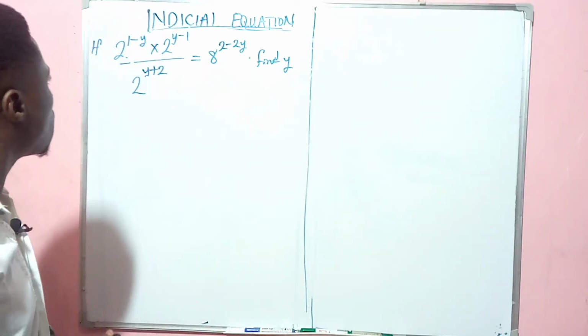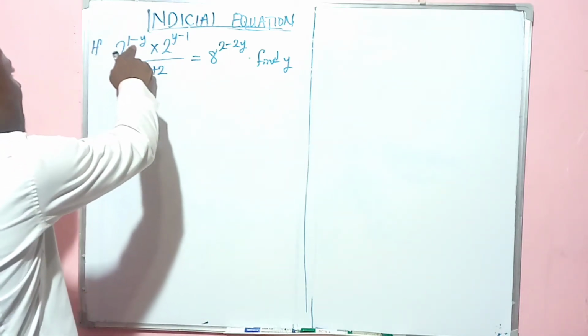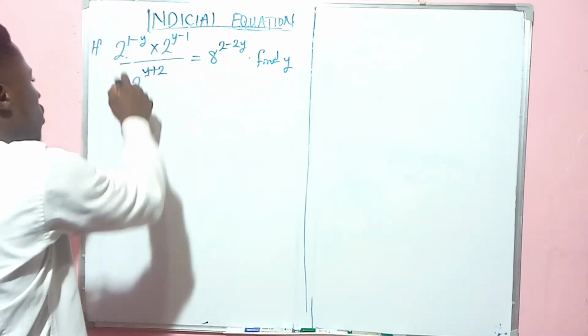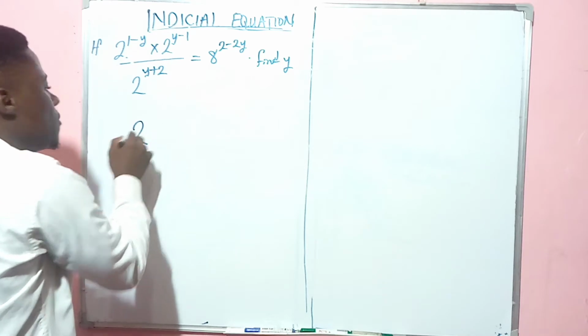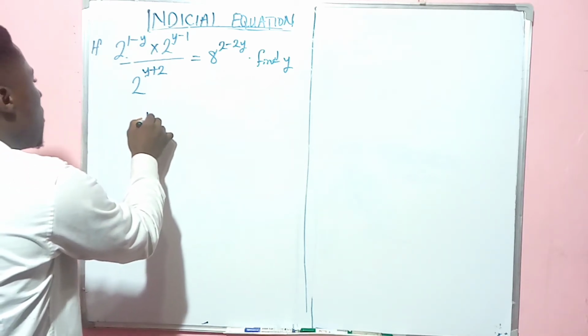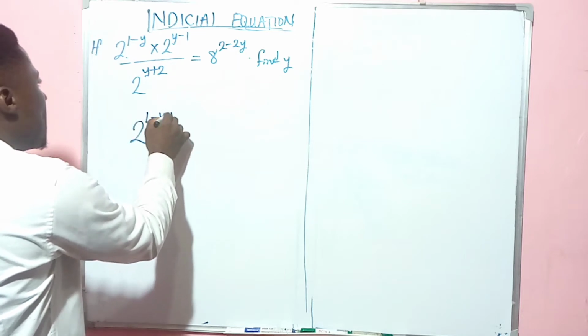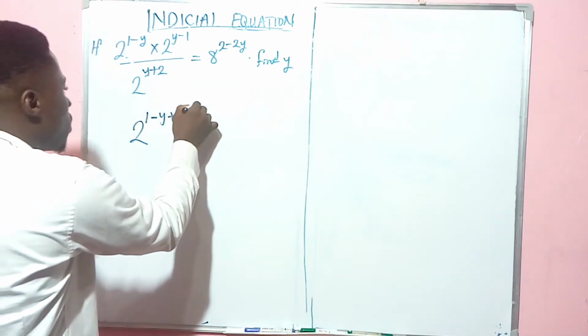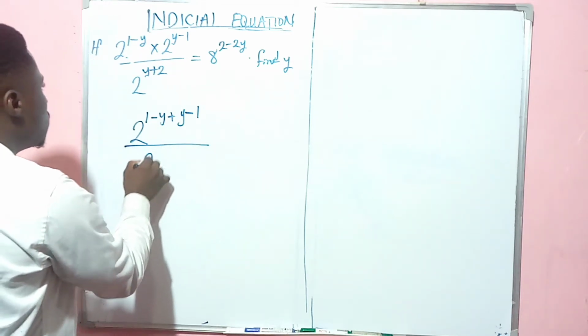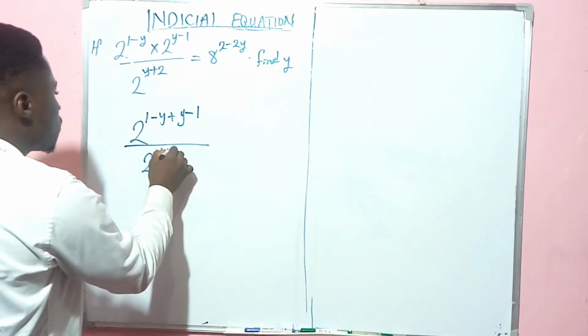When we do that, we'll have 2 raised to power 1 minus y times 2 raised to power y minus 1 will automatically give us just pick one of the base, 2, and we'll add their powers, which are 1 minus y plus y minus 1. Still all over 2 raised to power y plus 2.